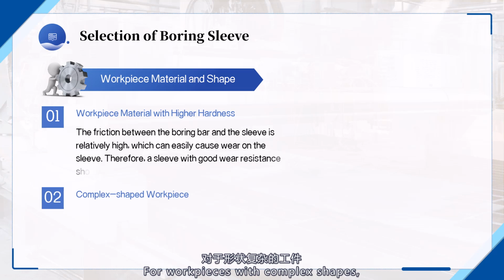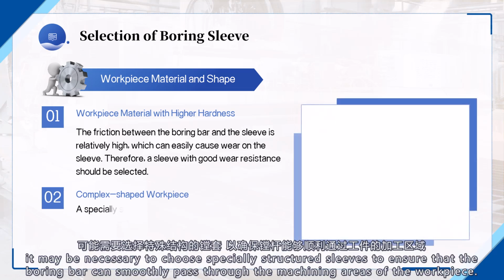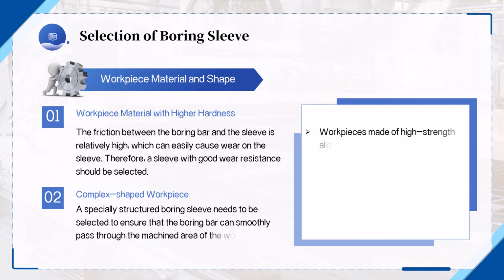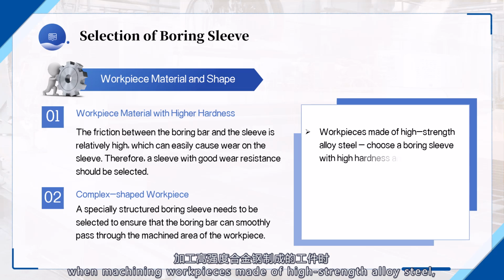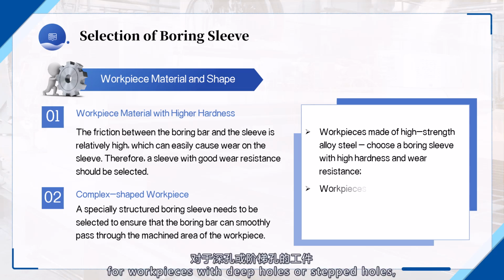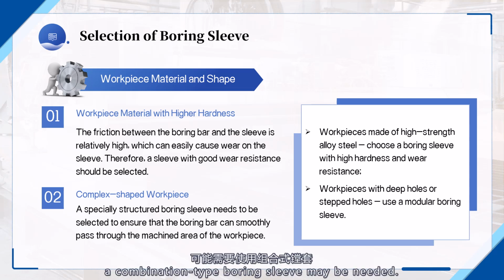Therefore, sleeves with better wear resistance should be selected. For workpieces with complex shapes, it may be necessary to choose specially structured sleeves to ensure that the boring bar can smoothly pass through the machining areas of the workpiece. For example, when machining workpieces made of high-strength alloy steel, sleeves with high hardness and wear resistance are required. Meanwhile, for workpieces with deep holes or stepped holes, a combination-type boring sleeve may be needed.